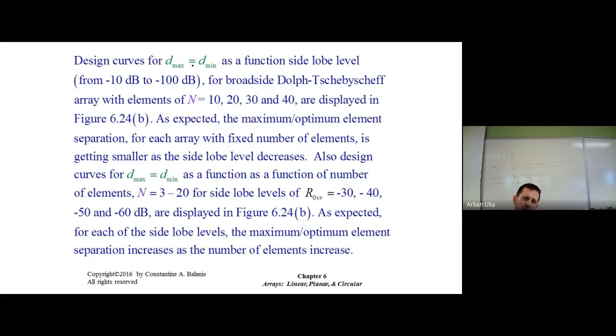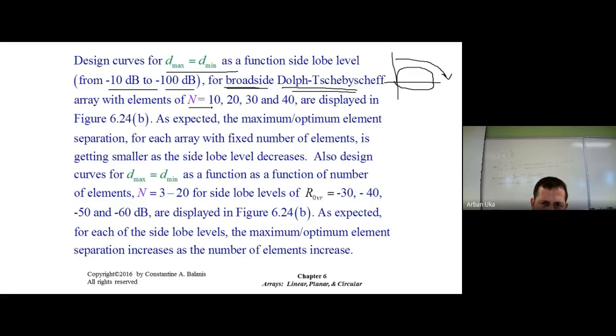So design curves for these specific Ds as a function of the side lobe level from these two ratios for broadside. Again, we're given too much information. So we have a broadside antenna. What is a broadside antenna? It is an antenna which gives the maximum distribution along the angle theta equal to 90 degrees. So this is broadside, but we want coefficients which are Dolph-Chebyshev, and n is 10, 20, 30.